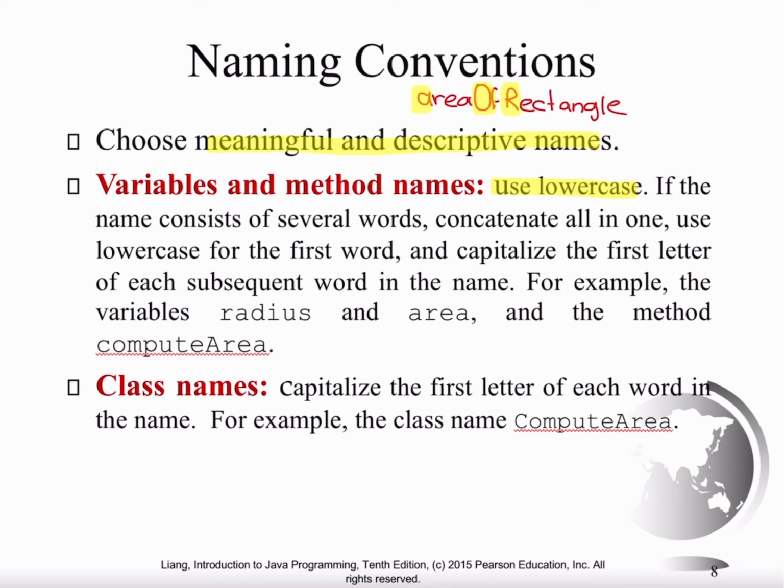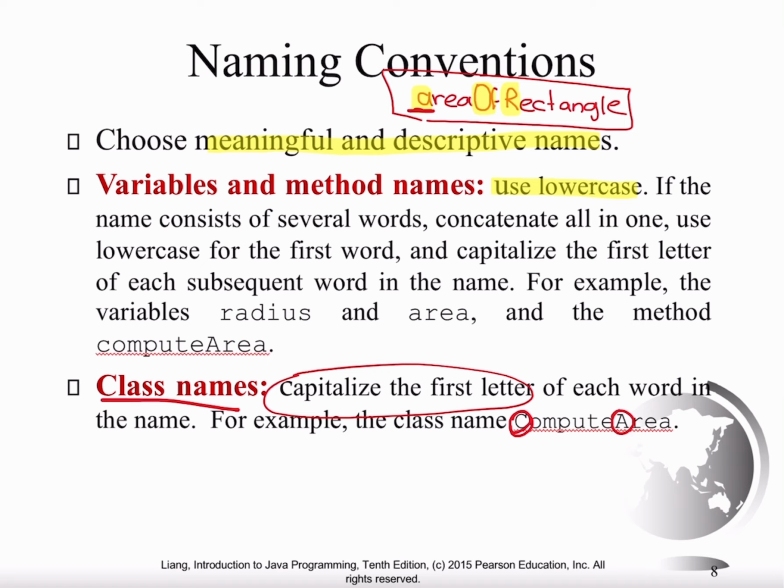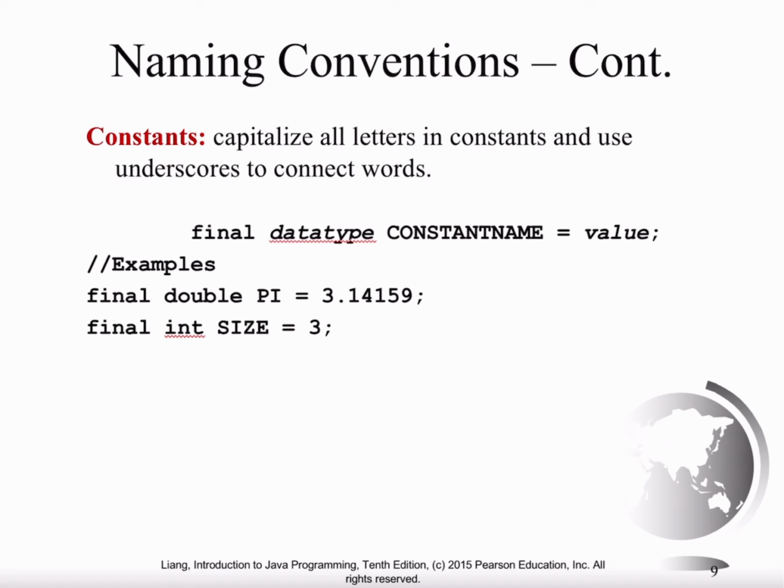Let's talk about the class names. In a class name, the first word always needs to be capitalized. So here when we said the area of a rectangle, the first word was not capitalized, but in here we need to have the first word capitalized, the second capitalized, all of them need to be capitalized. We need to capitalize all letters and consonants and use underscores to connect words.